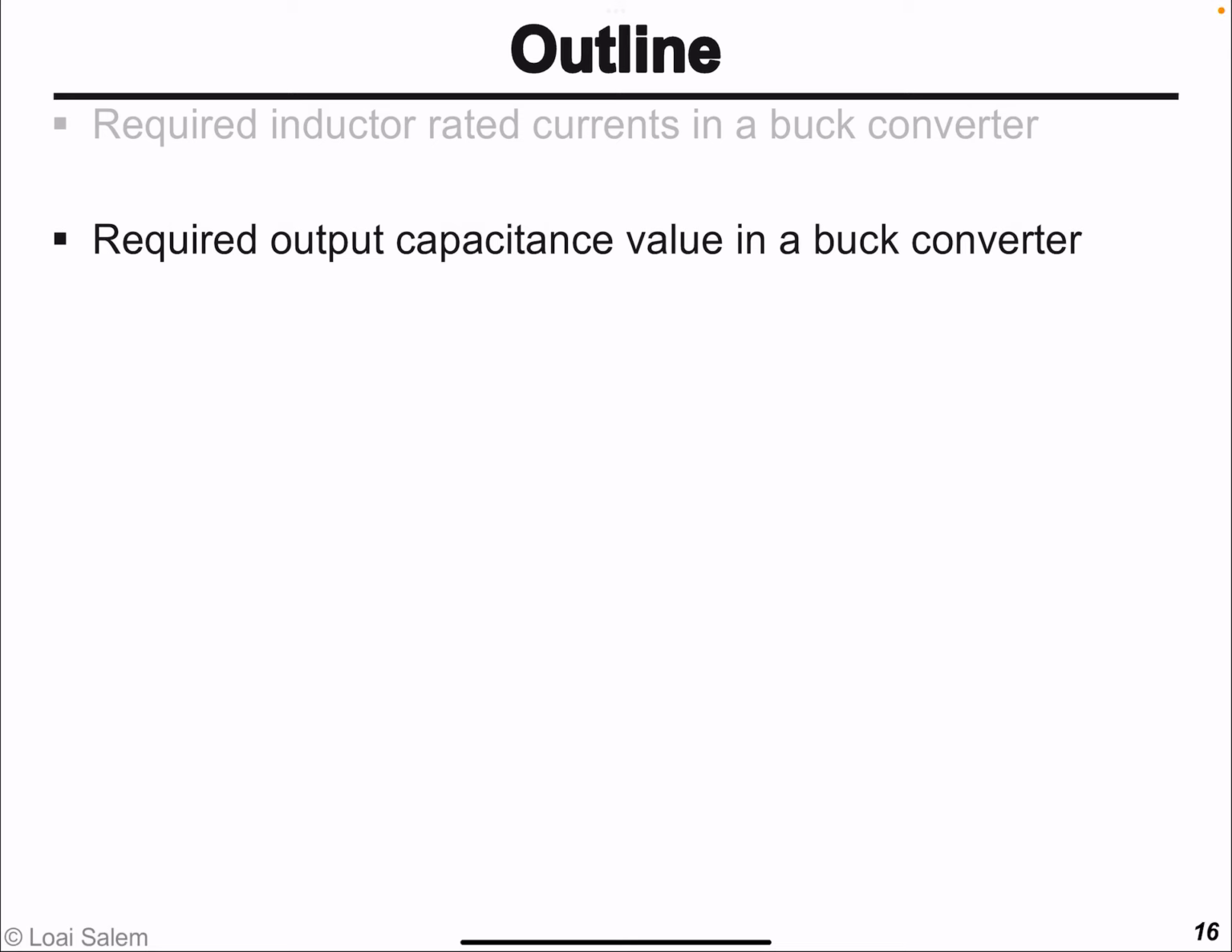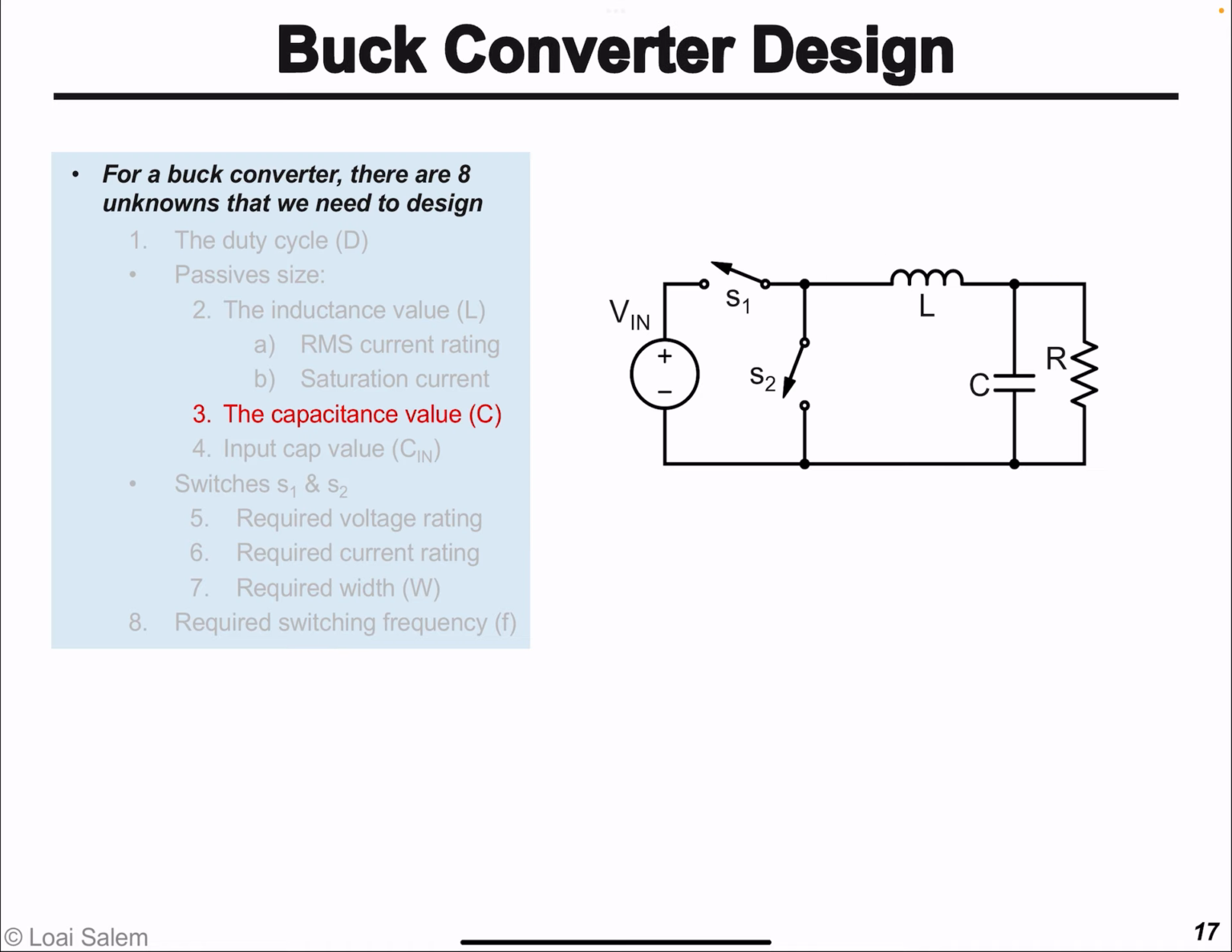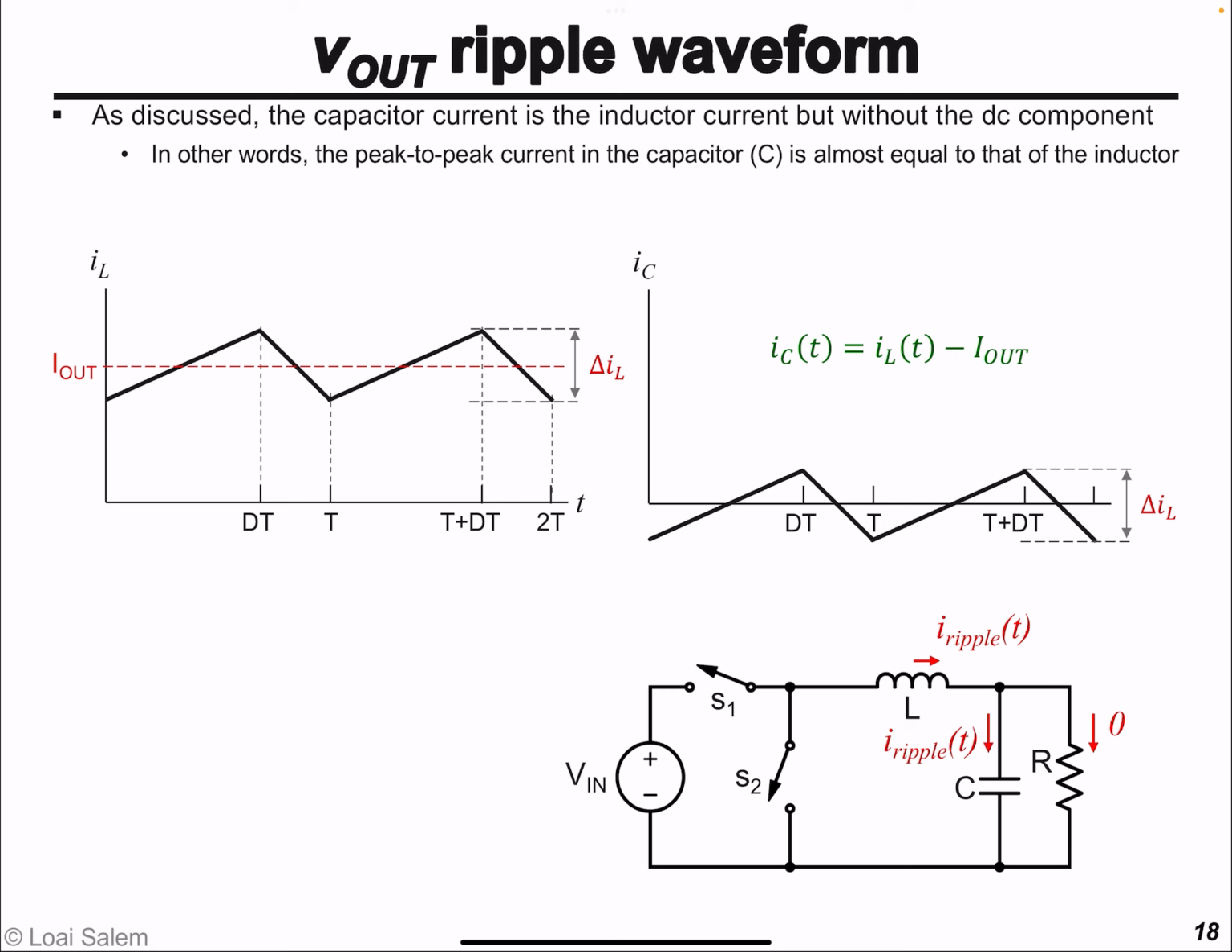Now to how to calculate the required output capacitance value in a buck converter. So first of all, what is the current that's flowing in the capacitor? We mentioned before that this current is periodic, so we can get its Fourier series and find that it has a DC component and then high order harmonics.